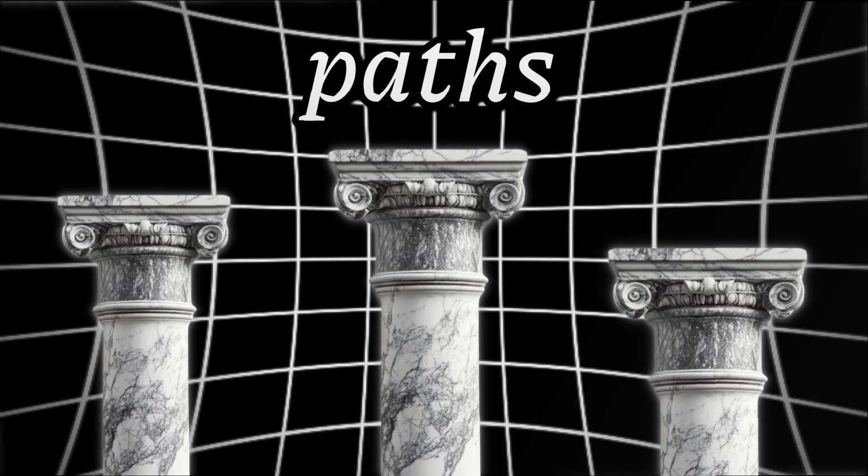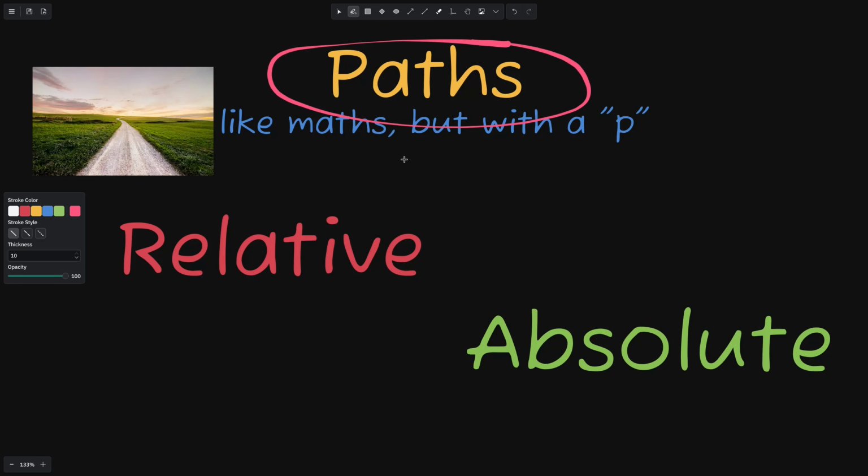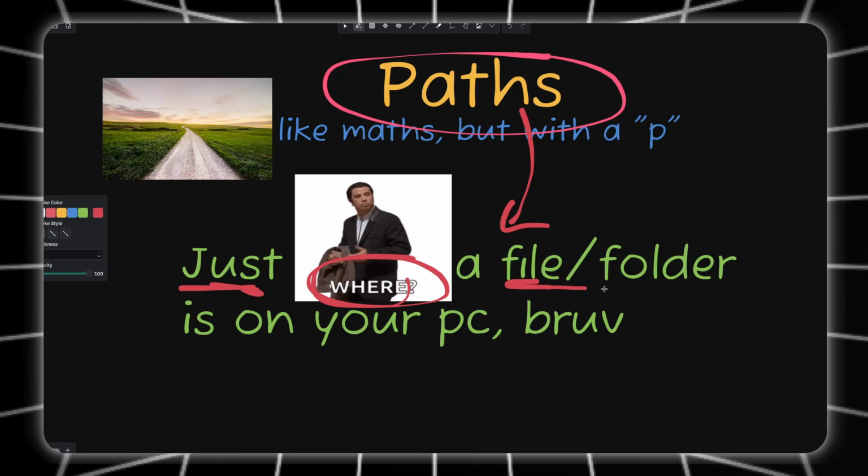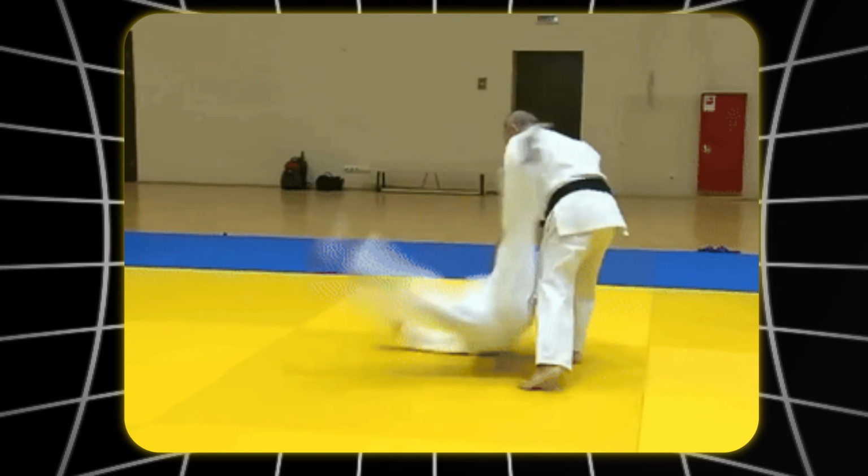Pillar 3, paths. So in Linux, there are two types of paths that you need to know: relative paths and absolute paths. Yet you might be thinking, wait, what the hell is a path? Well, a path is just where something is or where it's located on your computer. So let's take down absolute paths first.